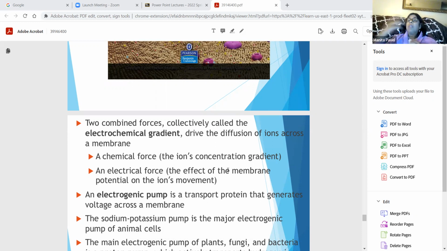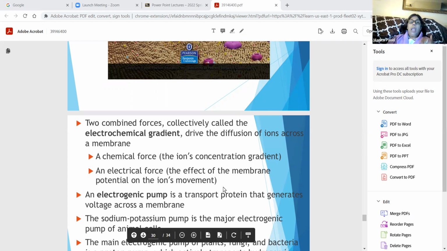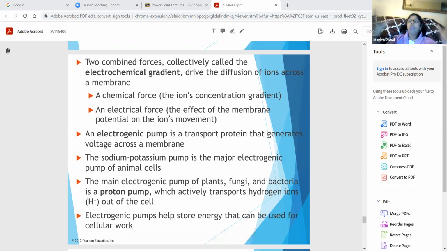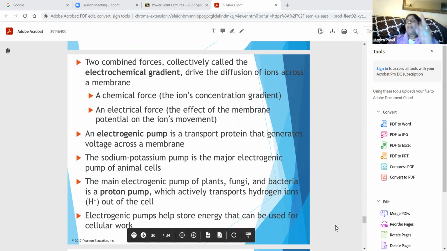The electrical force is the effect of the membrane potential on the ions' movement, and the chemical force would be the ionic concentration gradient. Now, we have what we call an electrogenic pump, which is a transport pump that is going to generate a voltage across the cell membrane. One example of an electrogenic pump, very important, is the sodium potassium pump that is only operative in animal cells. Plant cells have what we call a proton pump. That is their electrogenic pump.